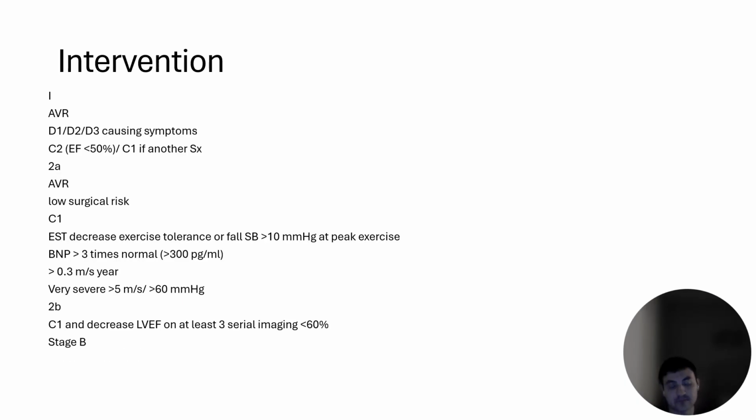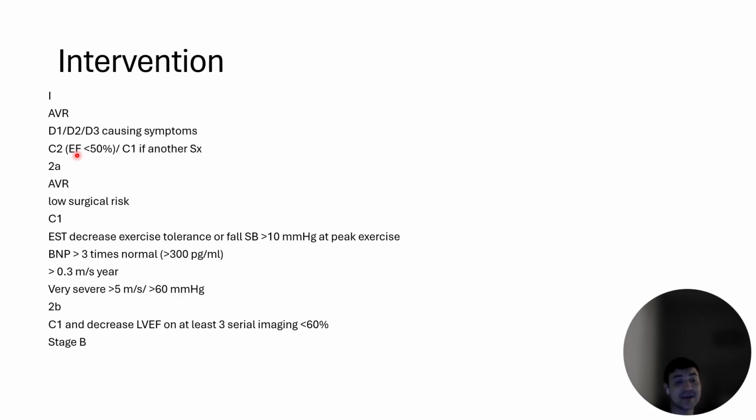Intervention: class 1, class 2A, and class 2B. Intervention class 1, aortic valve replacement when you have symptoms, when it is causing symptoms. D1, D2, and D3, meaning high flow, high gradient, low flow, low gradient, normal EF or low EF. So you are going to replace if that is causing symptoms.